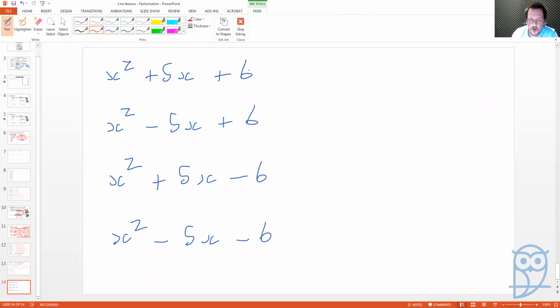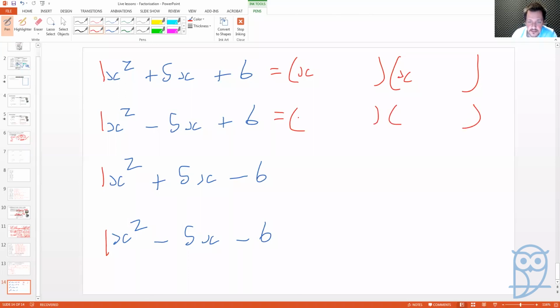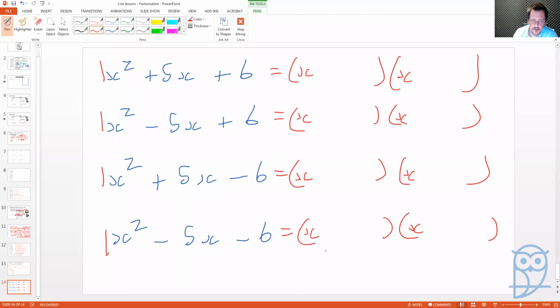So we know, because this coefficient here is a 1 in each of them, that when I factorize, it's going to be 1x and 1x. So great, I don't need to do anything more with that. x, x, x, x, x, x. So let's test this one first.